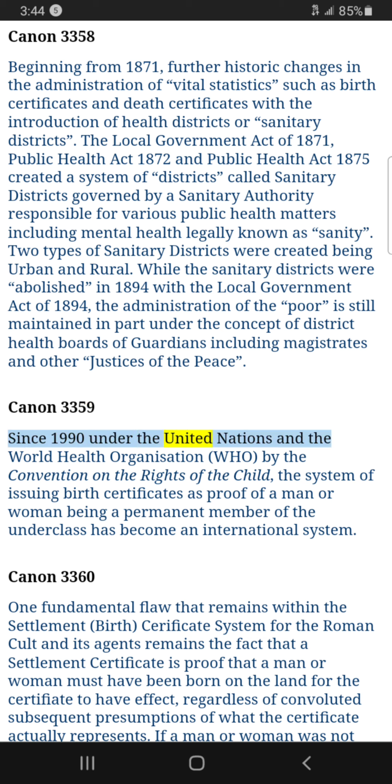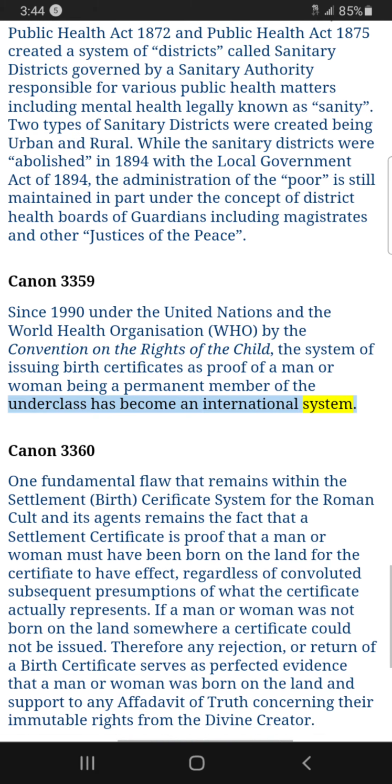Canon 3359. Since 1990, under the United Nations and the World Health Organization, WHO, by the Convention on the Rights of the Child, the system of issuing birth certificates as proof of a man or woman being a permanent member of the underclass has become an international system.